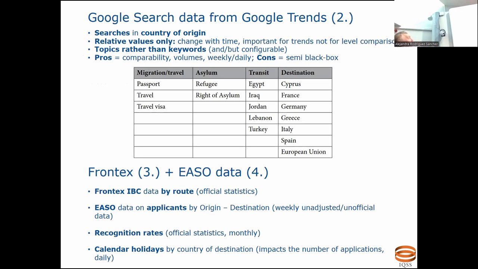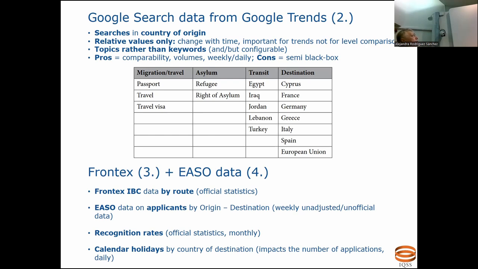Anyway, Google search data, which is something that you can download from the Google Trends data. There is no API, but you can kind of construct an API for this. It's about searches in the country of origin. And rather than searching for explicit keywords, although the system is configurable and you can put anything in the system, we decided, as a design choice, to go by topics.